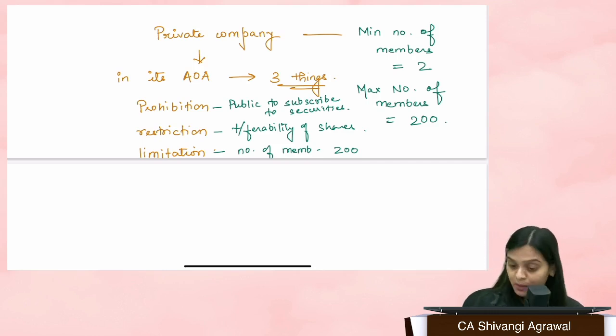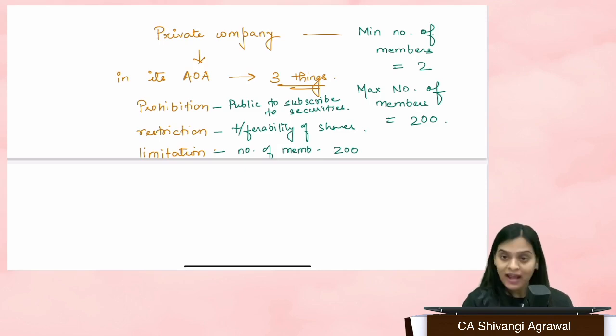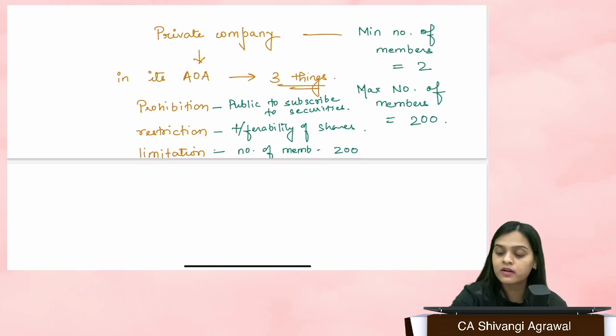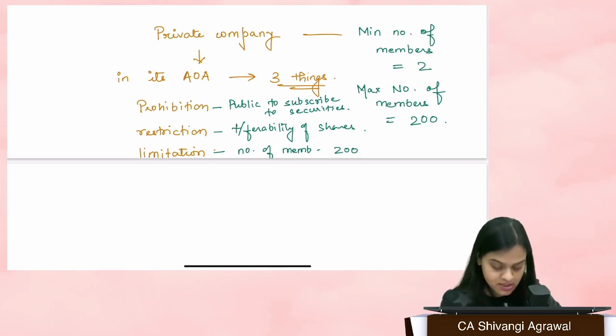So a private company means a company which by its articles restricts the right to transfer the shares, limits the number of members to 200, prohibits any invitation to the public to subscribe to its securities. You got it? There are three things. Let me take you through the definition because there is still more that I need to tell you.